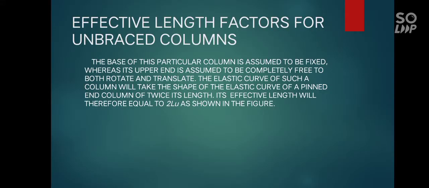So effective length factors for unbraced columns. The base of this particular column is assumed to be fixed, whereas its upper end is assumed to be completely free to both rotate and translate. The elastic curve of such a column will take the shape of the elastic curve of a pinned column of twice its length. Its effective length is therefore equal to 2L, as shown in the figure.